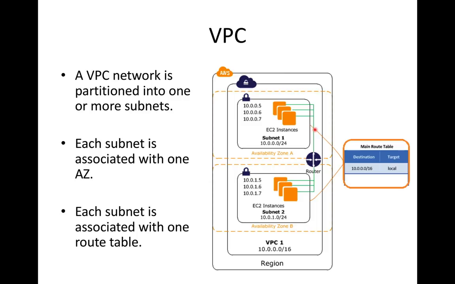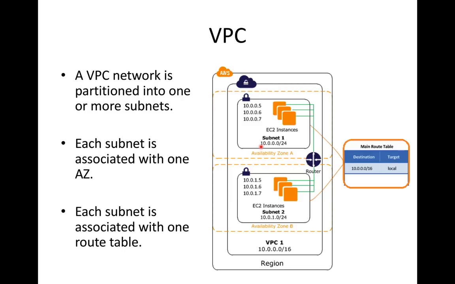Each of these subnets within this particular VPC is associated with an availability zone. Subnet 1 is associated with availability zone A, and subnet 2 is associated with availability zone B. A subnet can only be associated with one availability zone. It's not possible to create a subnet which spans multiple availability zones. It's not possible to set up subnet 1 so that it uses availability zone A and availability zone B. A subnet must be associated with one availability zone.